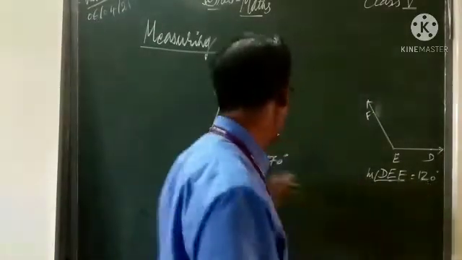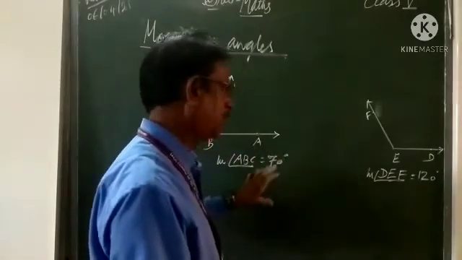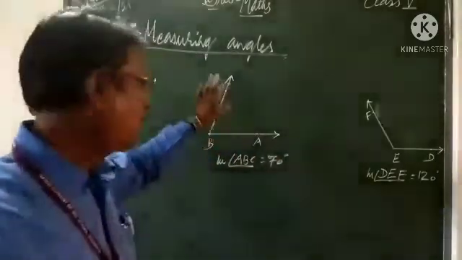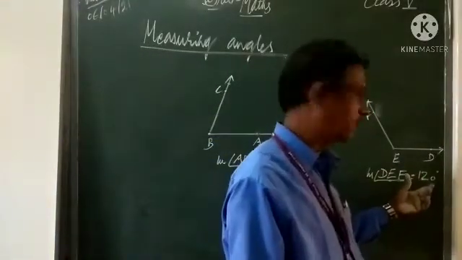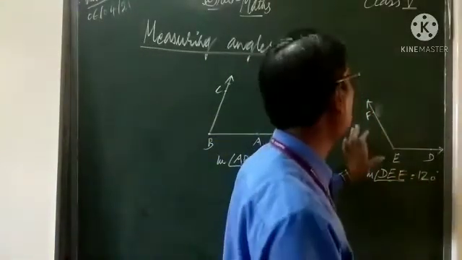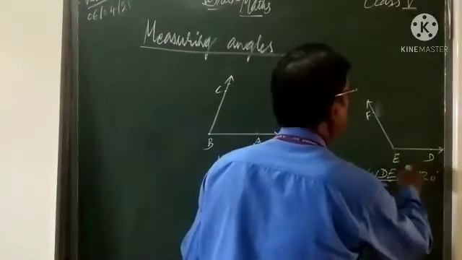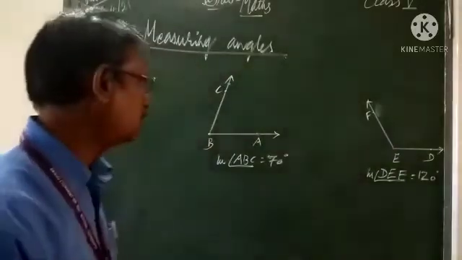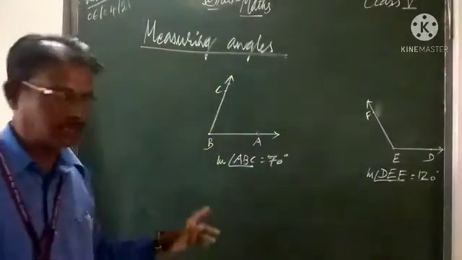So some angles we are getting less than 90 degrees, some angles more than 90 degrees. The angles whose measure is less than 90 degrees are called acute angles. And those whose measure is more than 90 degrees are called obtuse angles. So angle ABC is an acute angle and angle DEF is an obtuse angle. We will study the different types of angles also. So, understood how to measure an angle.